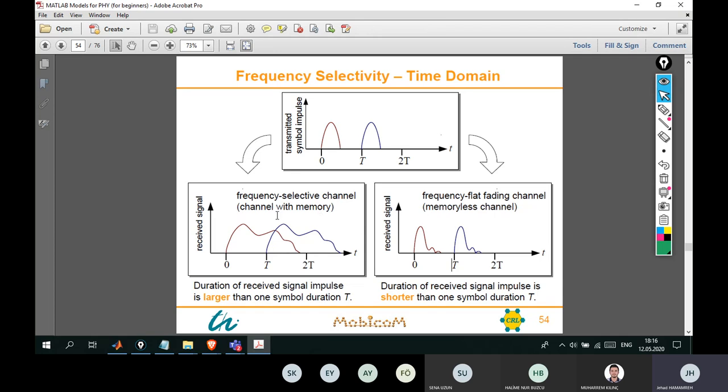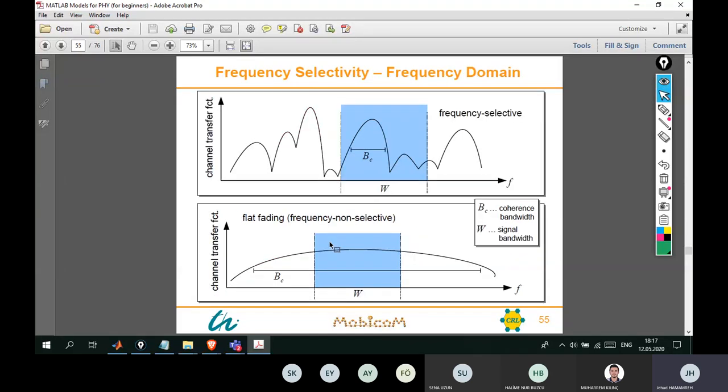We call this frequency selective channel with memory. Now, frequency flat fading channel, memoryless channel: the channel does not cause memory, does not cause too much dispersion to your symbol. Why? Because there is no rich multipath and there are no large, very far reflectors. Okay? Now, this is in the time domain.